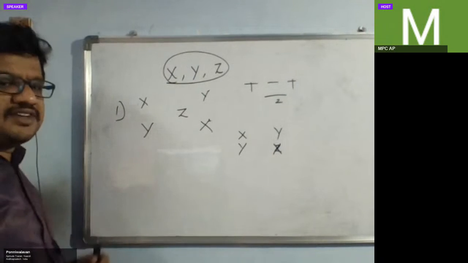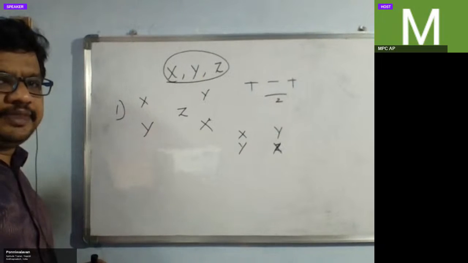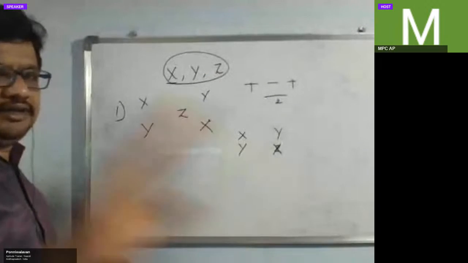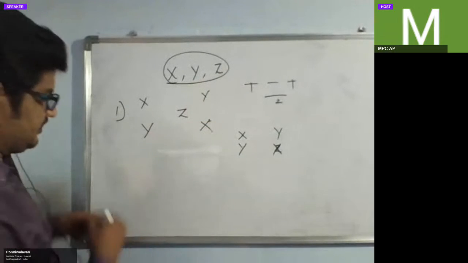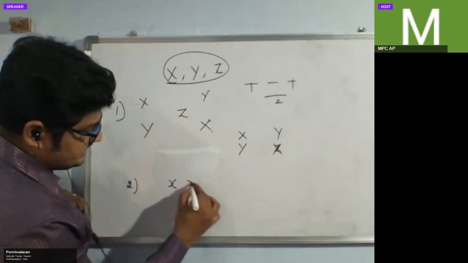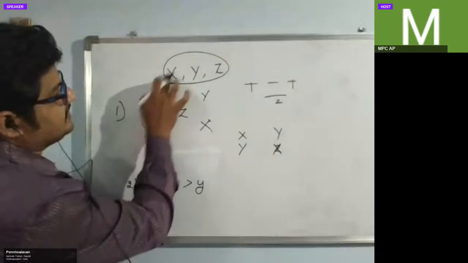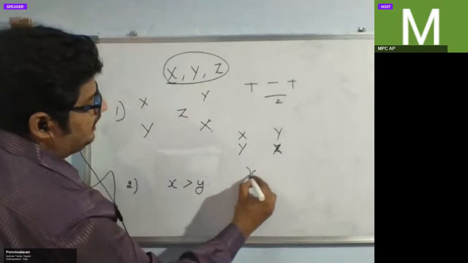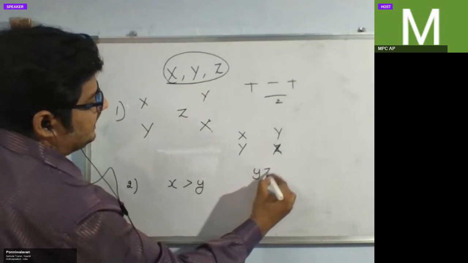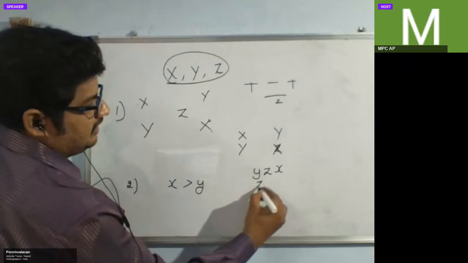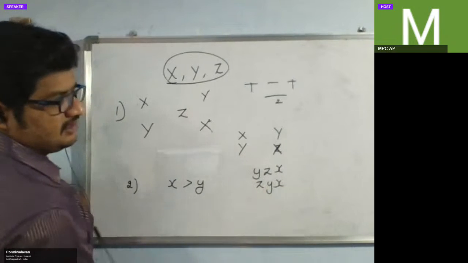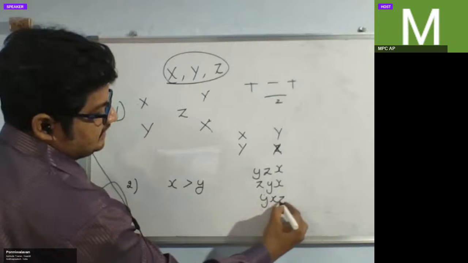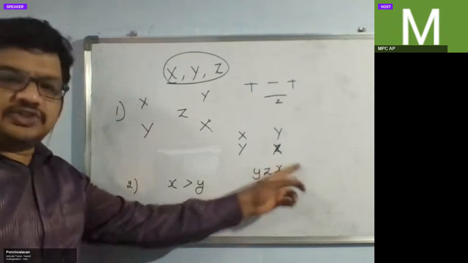What is our second clue? X is greater than Y. Forget about the first one. X is greater than Y. That means it may be YZX or it may be ZYX, or YXZ also. It may be YZX also, right?